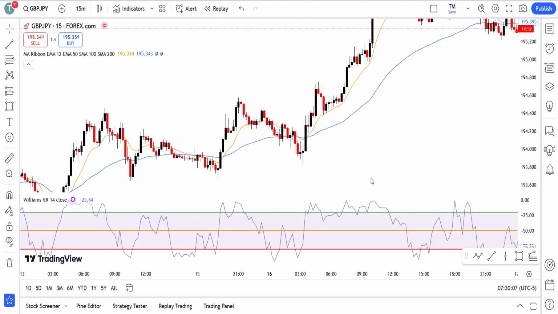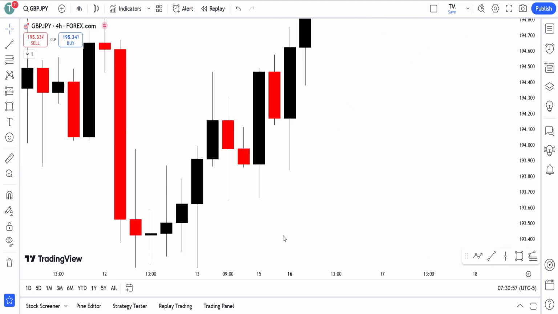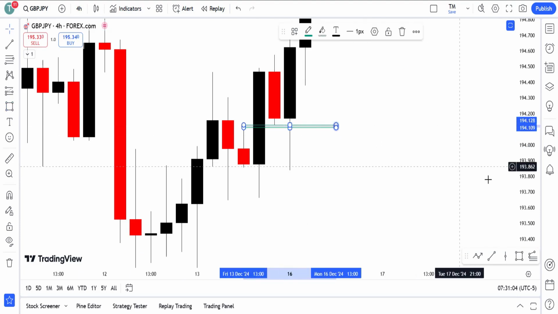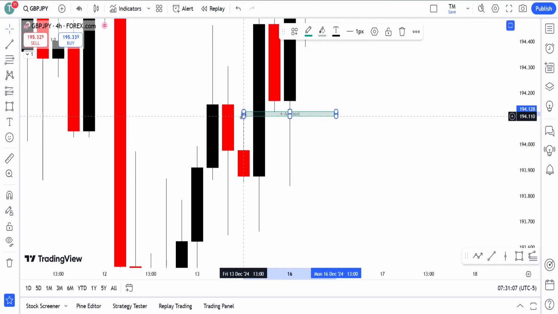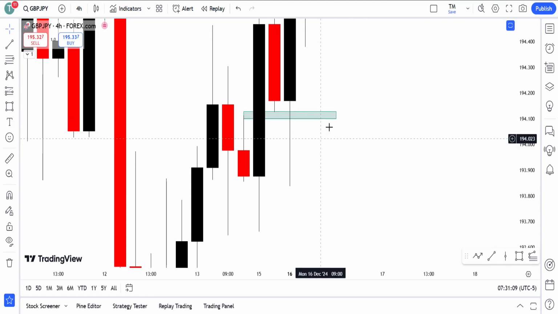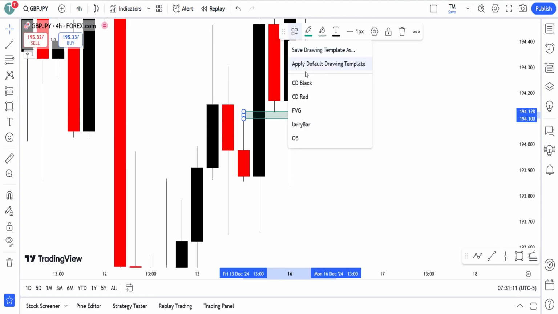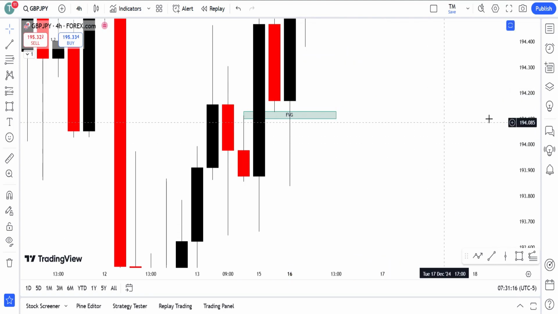Step 2: Identify fair value gaps, FVG, on the 4-hour chart. Next, we move to the 4-hour chart to spot fair value gaps. An FVG formed, marking an area where price might return before continuing upward. FVGs act like magnets, attracting price to fill the gap. This helped us identify a strong liquidity zone where buyers could step in.